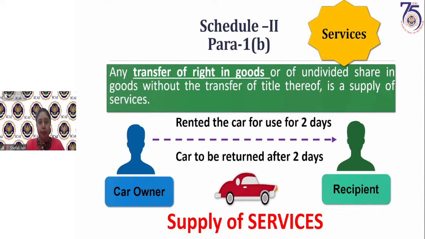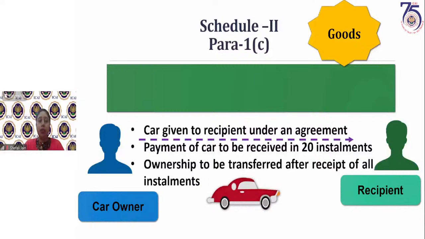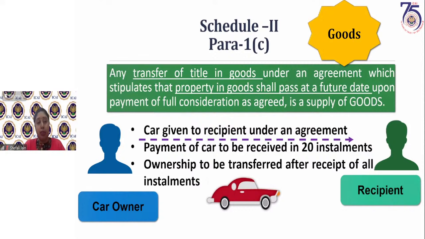Schedule 2, Para 1C. In Para C, it is given that any transfer of title in goods under an agreement which stipulates that property in goods shall pass at a future date upon payment of full consideration as agreed is a supply of goods. So here also the ownership is transferring, but the catch here is that ownership is not transferring on the date when the possession of the goods is being transferred.